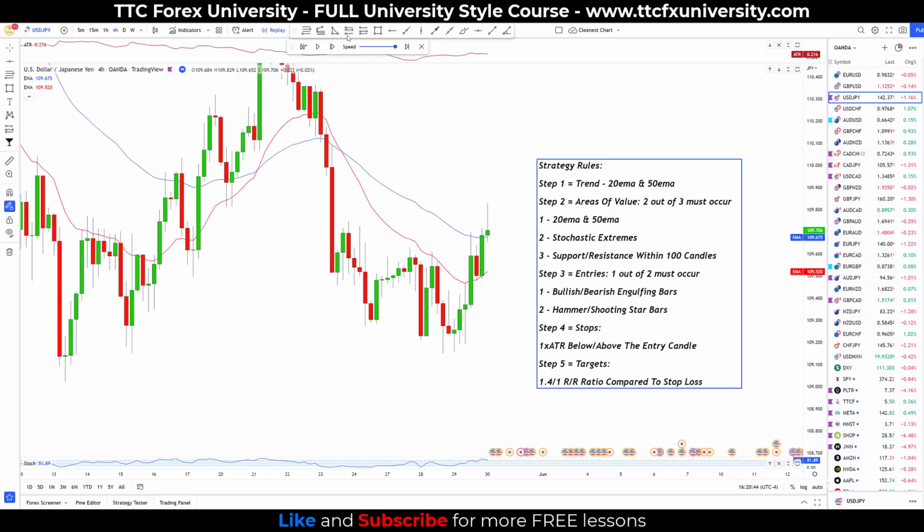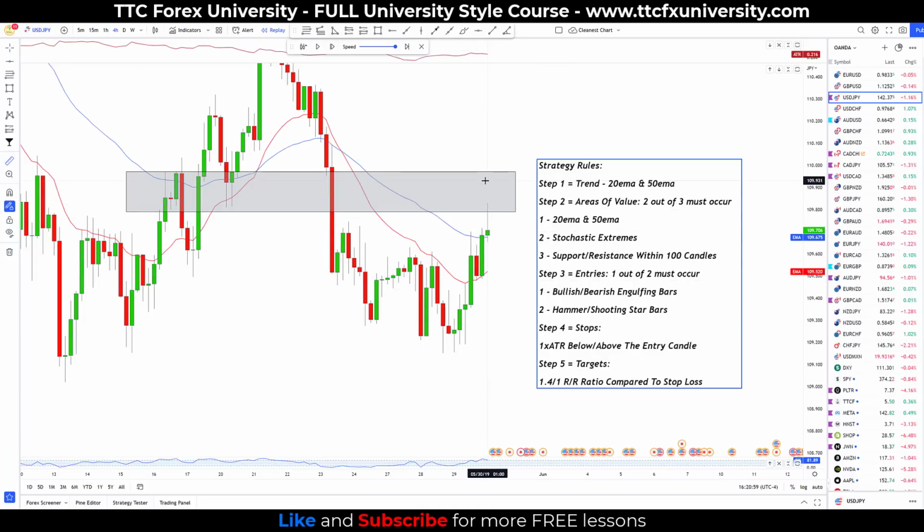So in this case, what I want you to be able to spot is right here. We have our previous level of structure support that was broken, and this level of support is, if I bring out my measuring tool, within 100 candles. So what I do is just bring out the ruler tool and I put it there, go this way, and wherever this level of structure is, which is right here, now you can see that that is 46 bars to the left, which means it's less than 100 bars, right? Which means we have area of value 1 with the 50 EMA, and we have area of value 3 with a support or resistance level looking left within 100 candles.